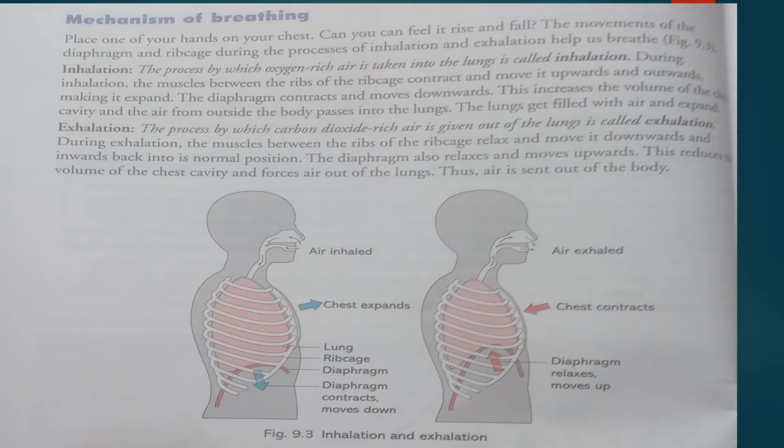Hello students of class 7, let's continue our chapter, Respiration in Organisms, and today let's discuss the mechanism of breathing. I already informed you that our external respiration takes place in our lungs, and this breathing contains two processes. One is inhalation of gases and another one is exhalation of gases.